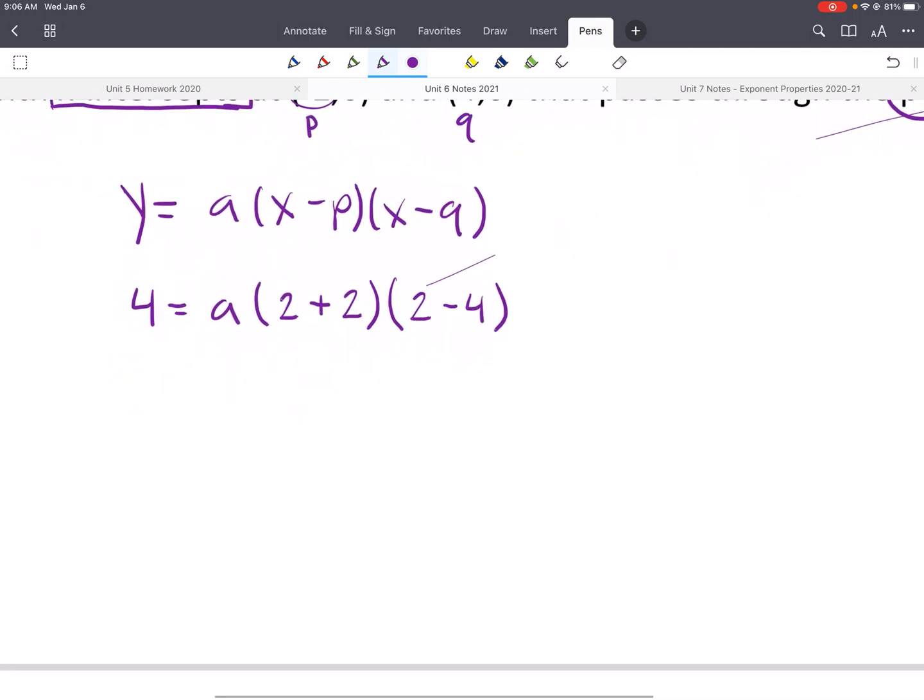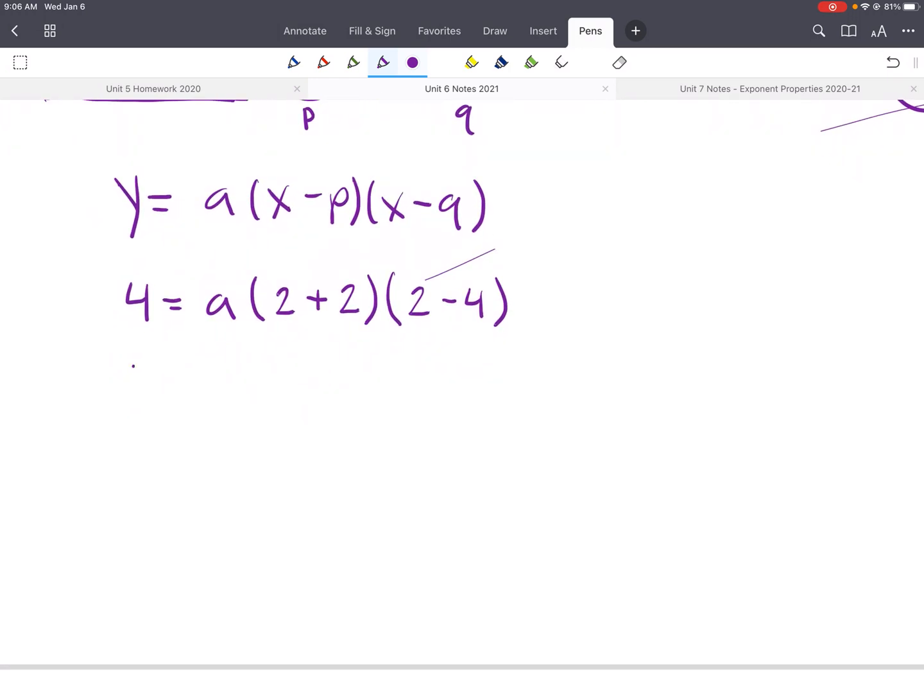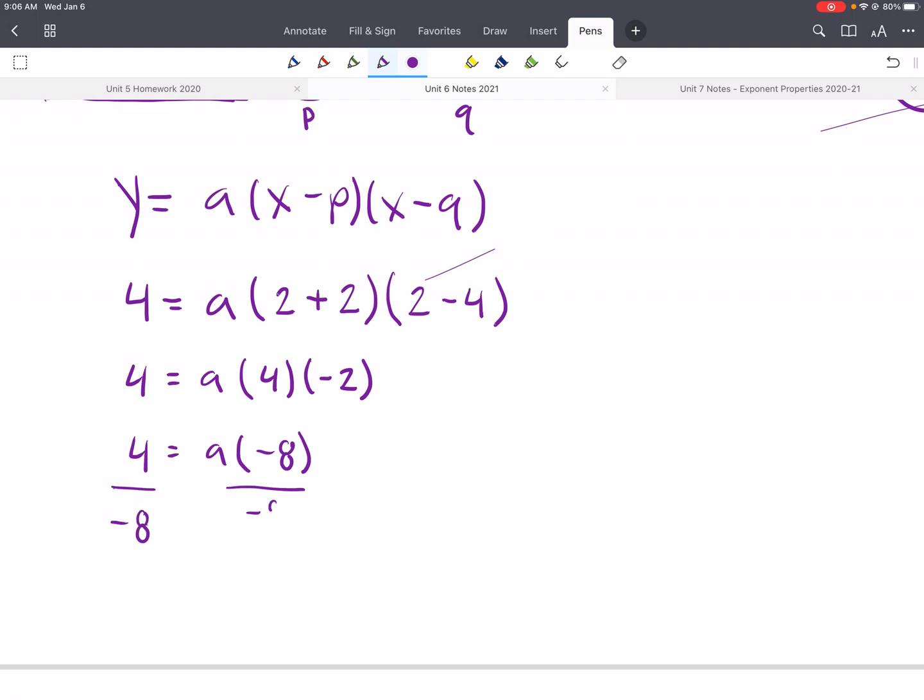Now we just need to simplify and solve for a. So this is still 4 equals a. 2 plus 2 is 4. 2 minus 4 is negative 2. That's 4 times negative 2, which gives us a negative 8. And then we'll need to divide both sides by negative 8. So we end up getting a is equal to negative 4/8 or negative 1/2. We should always simplify our fractions.